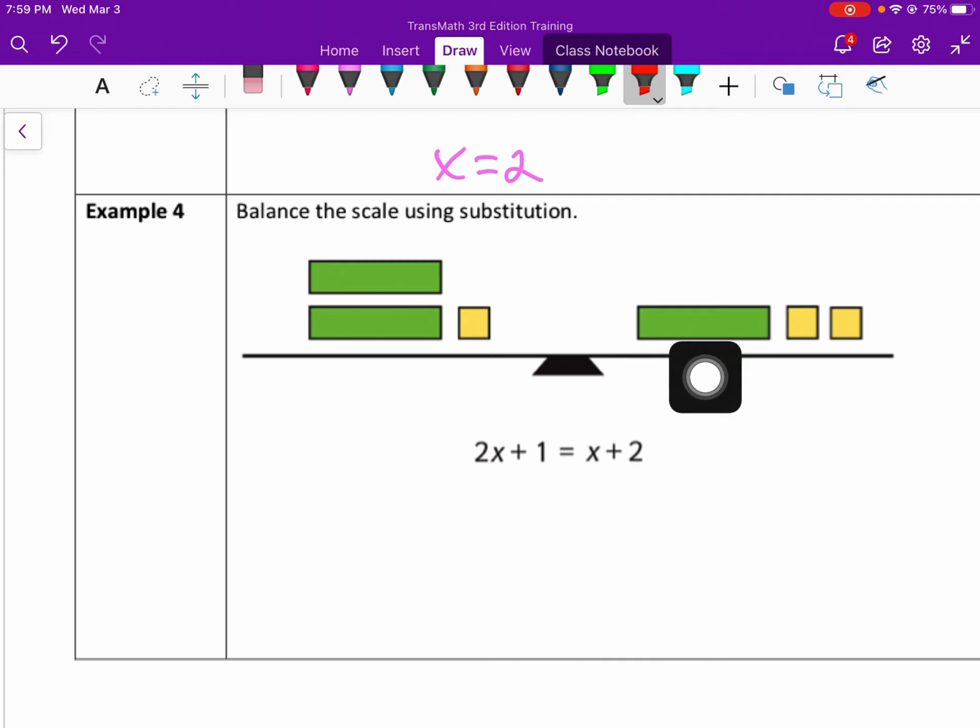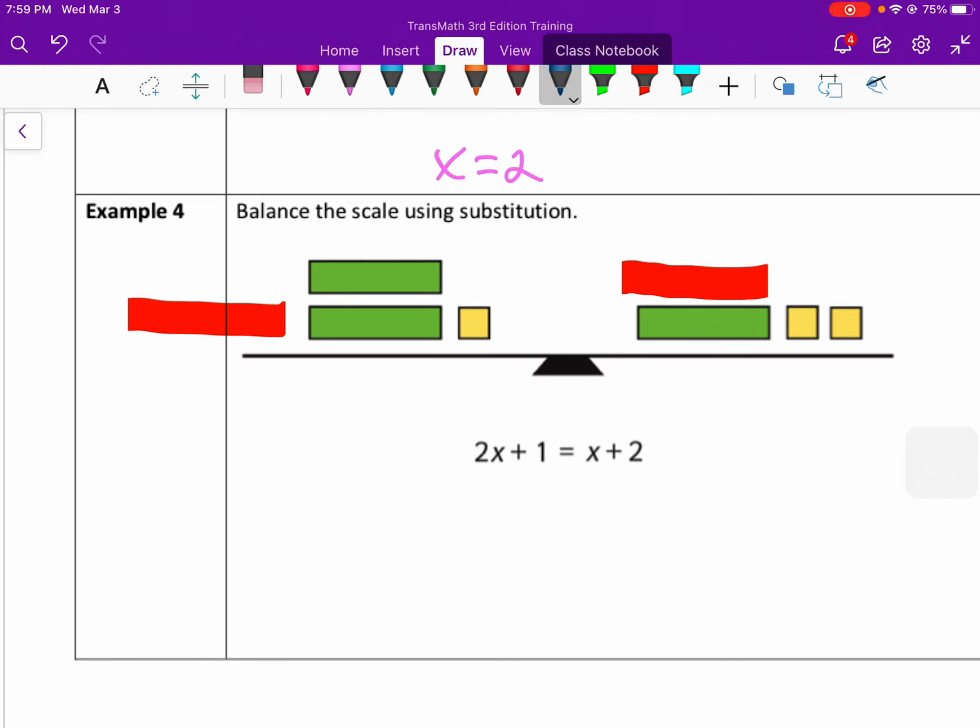Balance the scale using substitution. So we want all the x's, or these green pieces, on one side, and all the blocks, the constants, on the other side. So because I have more x's on the left, I'm going to bring this one over. I'm going to bring them all over there. So that'd be a negative. So I have one negative over here. So that means these two will simplify and those two will simplify. Now I want to bring this yellow one over to that side. So those will simplify. So in this case, we have x equals 1.